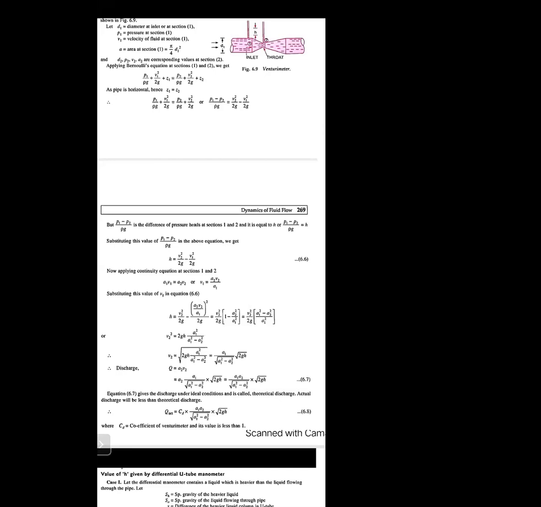Therefore, generally the value of CD is 0.98 to 0.99. If you multiply theoretical discharge by CD, it will give Q actual, which means the actual discharge through the venturimeter. Therefore your actual discharge is CD multiplied by A1 A2 upon square root of A1 square minus A2 square, multiplied by square root of 2gh. This is your actual discharge.